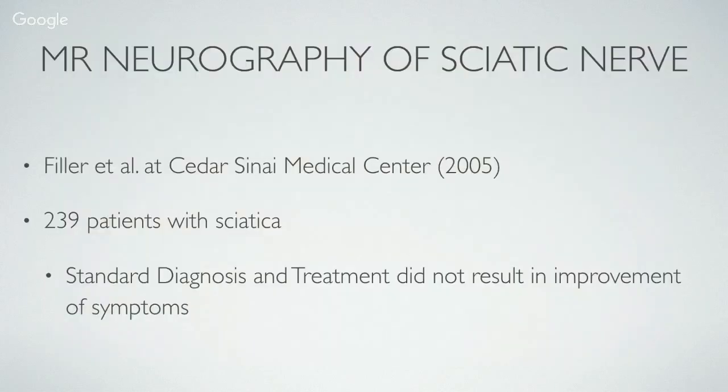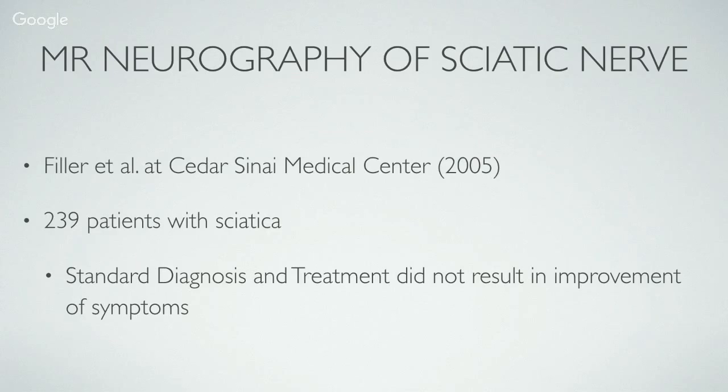So MR neurography is a relatively new type of magnetic resonance imaging. From what I can tell, it came out sometime in the early 90s, and it's MRI that specifically is able to look at the nerves and assess the health of the nerves based on some sort of molecular makeup of the nerves and the water in them.